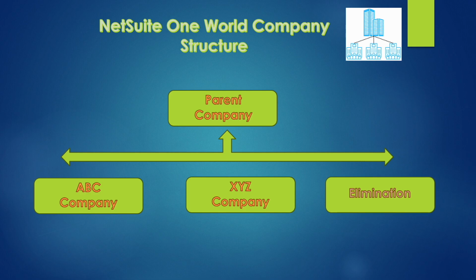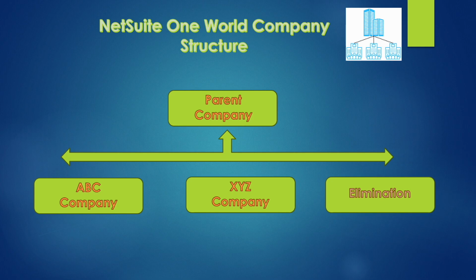As a recap, we have created our parent company and a child company, ABC company, in NetSuite. You can also create another legal or child company, XYZ company, in a similar manner. However, I won't be demonstrating the creation of XYZ company today. For that, please refer to the section on creating legal or child companies. Now, let's focus on creating the elimination subsidiary.